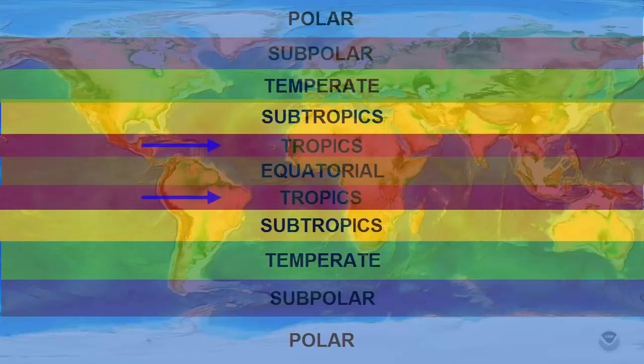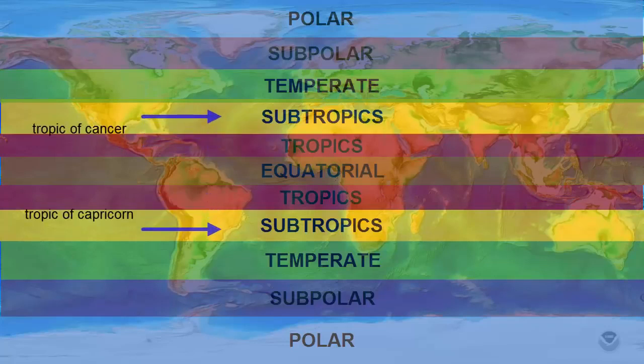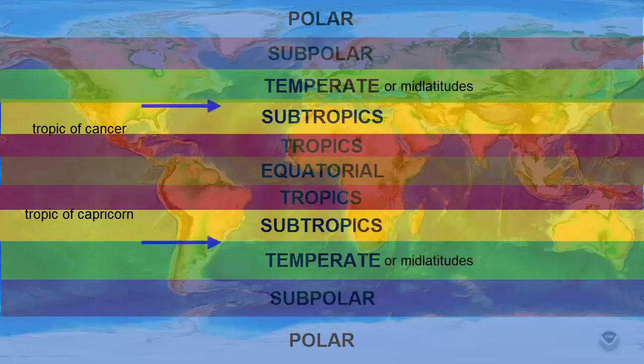Naturally, these zones have upper limits at the locations of the Tropic of Cancer and Capricorn. Just above these tropics is the area known as the subtropics. Between the subtropics and the subpolar region lies the temperate zone, otherwise known as the mid-latitudes. So once again, starting from the equator, we move from the equatorial zone to the tropical zone to the subtropical zone to the temperate zone to the subpolar zone to the polar zone.